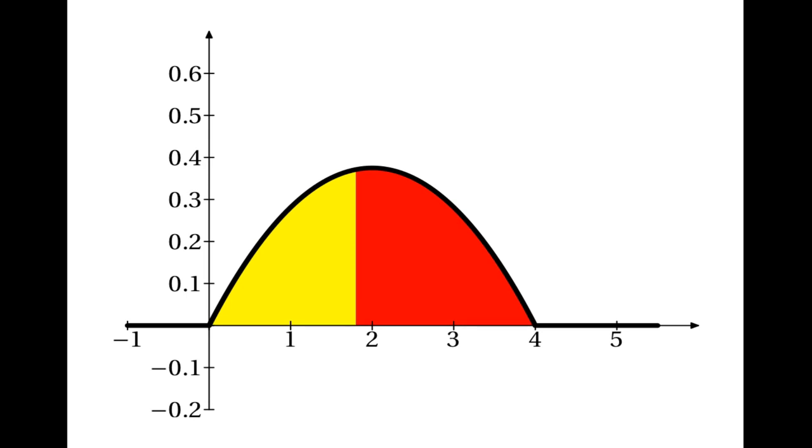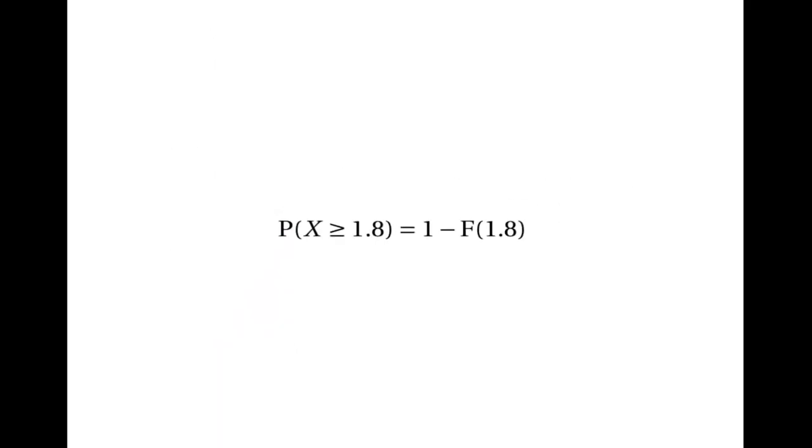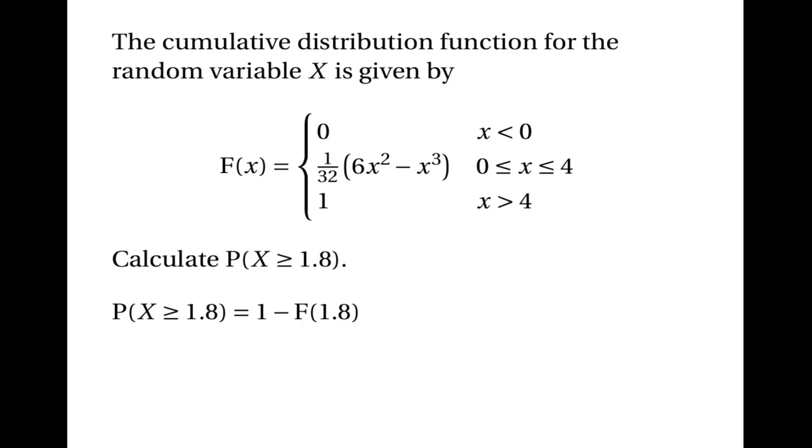Okay, well the area under the curve to the left of 1.8 will be F of 1.8. So the probability that we're looking for will be 1 take away F of 1.8. Again, the definition of the cumulative distribution function tells us how to calculate this. It tells us that F of 1.8 is 1 over 32 times 6 times 1.8 squared minus 1.8 cubed. And if we calculate this and subtract the answer from 1, we get 0.57475. And that's the answer to this question.